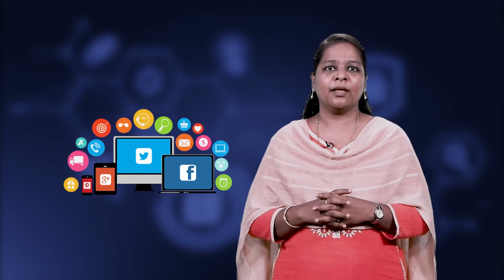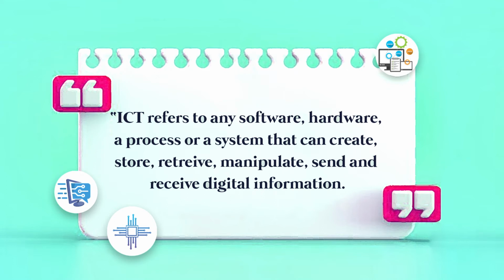The photo we have stored in our mobile can also be sent to others using any medium like instant messenger, email, or social media. When it is sent through any digital platform, the person who receives also has scope of giving feedback in the same digital platform through likes, comments, or sometimes even through descriptive feedback. Hence, ICT refers to any software, hardware, a process or a system that can create, store, retrieve, manipulate, send and receive digital information. ICT need not be a single thing.